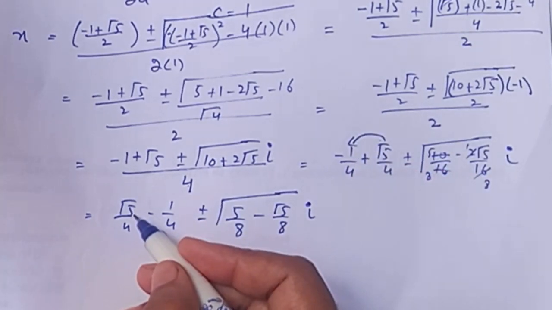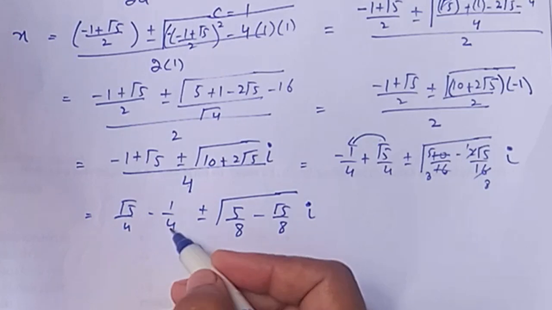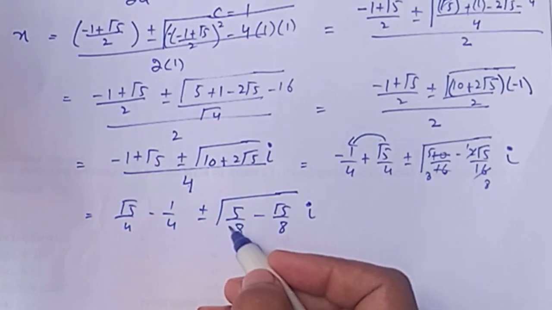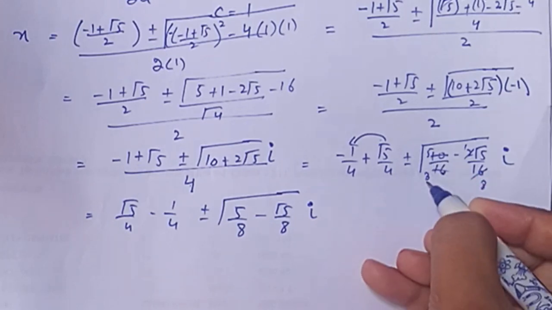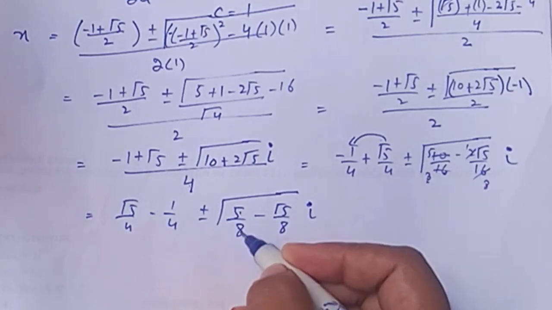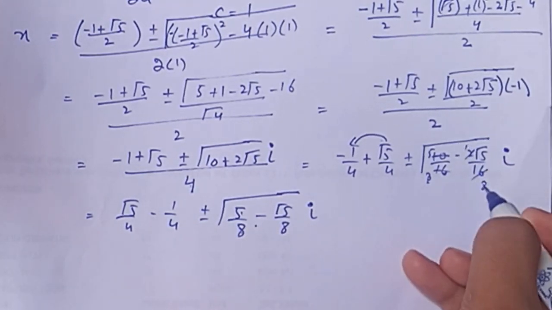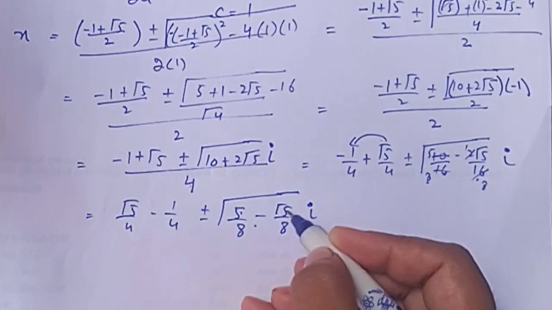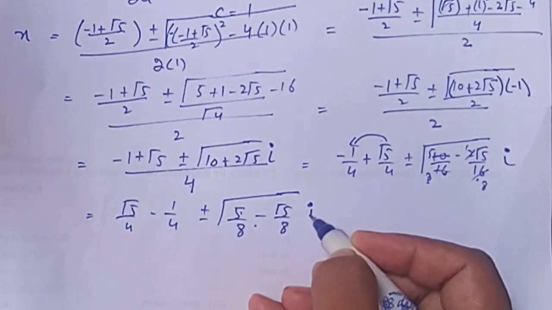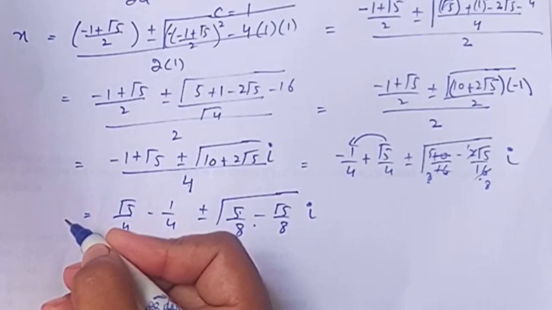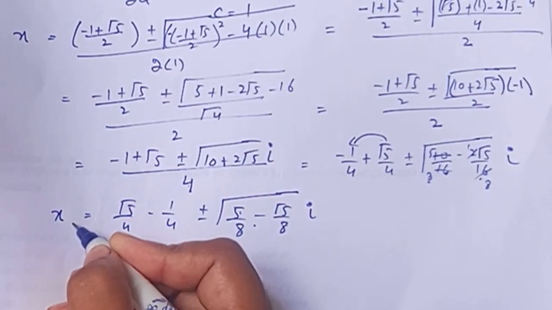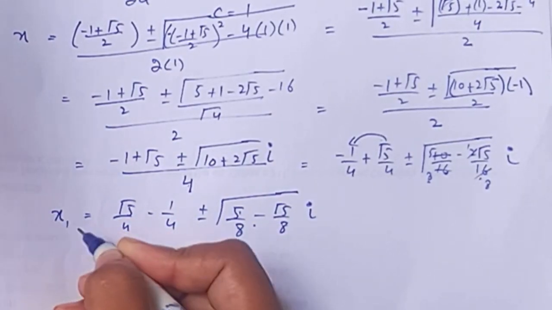So square root 5 over 4 minus 1 over 4 plus minus square root, now this is 10 over 16. So 2 5s are 10 and 2 8s are 16. So it's 5 over 8 minus 2 1s are 2 and 2 8s are 16. So it's square root 5 over 2 is the remaining value, and we write iota. So this is our final answer of x.